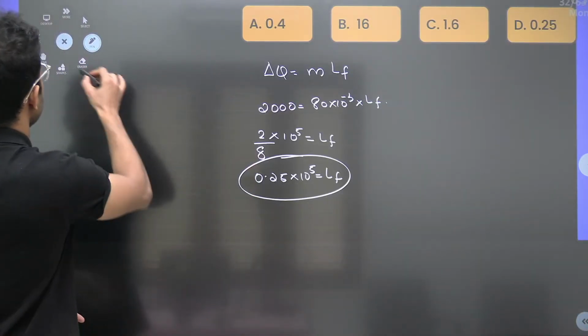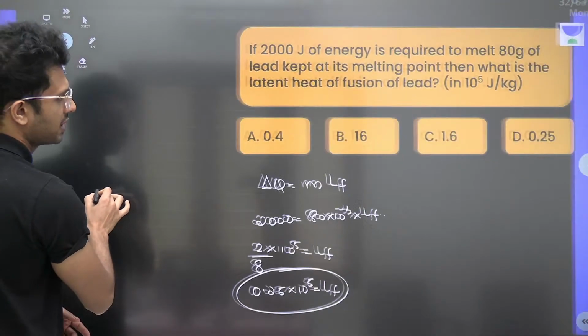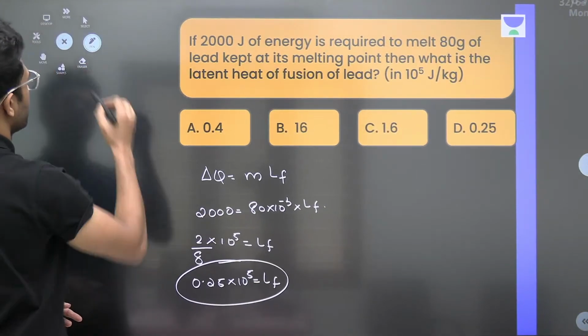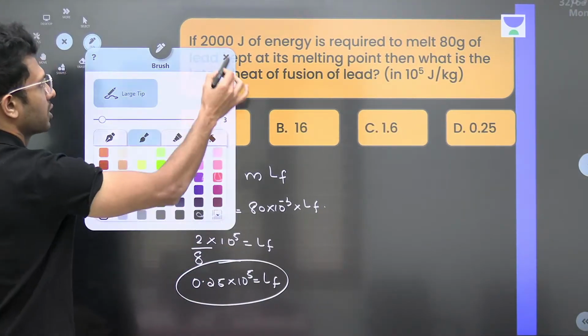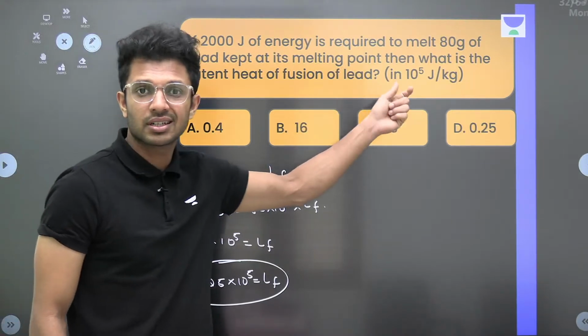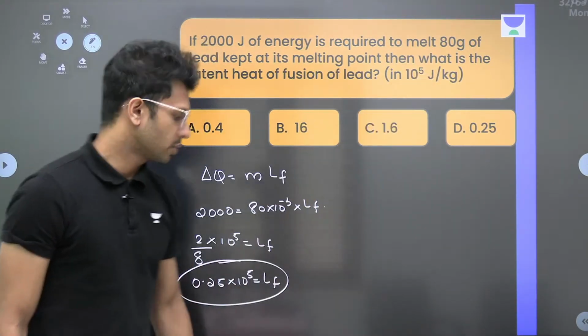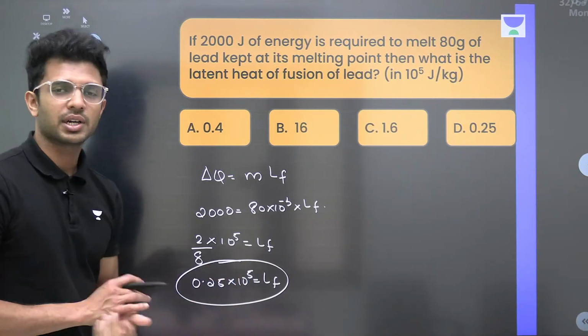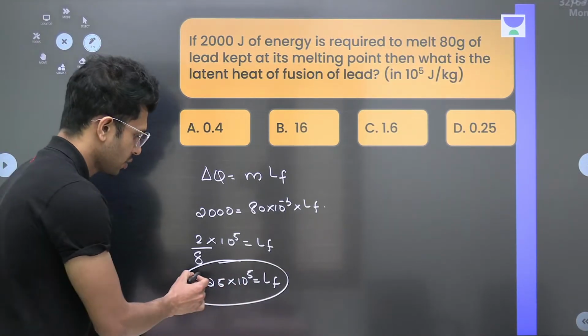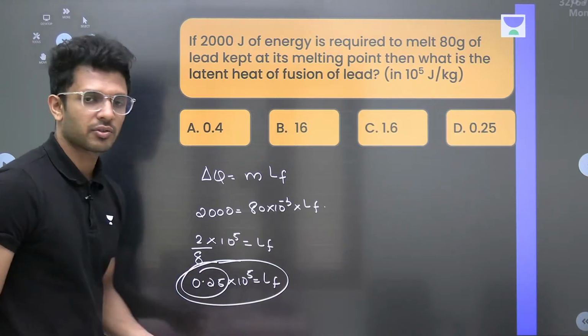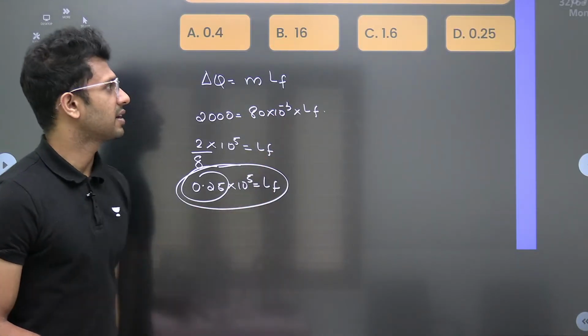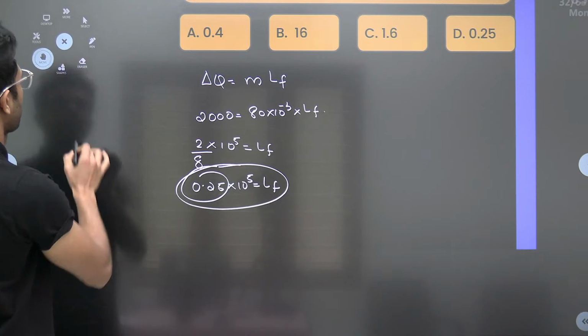So we are asked to find latent heat of fusion in multiples of 10 power 5. So the final answer is 0.25 only. Because the question is asked to get the answer in 10 power 5 joules per kilogram. So this is 0.25 into 10 power 5 joules per kilogram. So the numerical before 10 power 5 is 0.25, and that's our answer, which is option D.